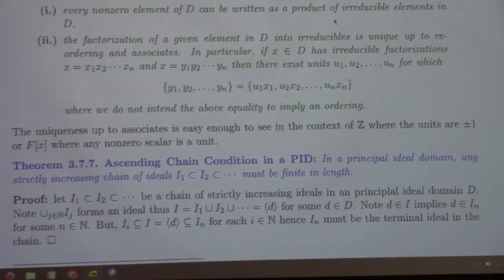So strictly is important. Given a strictly increasing chain of ideals in a principal ideal domain D, you can look at the union of all of the ideals. That forms an ideal. If we take the union of ideals, we get an ideal. Remember, the ideal condition fixes the closure that fails for just mere subrings. We talked about that at some point. These are not all ideals in principle, but this particular chain of ideals, I'm thinking of their union. So that I has to be generated by some d, since it's a principal ideal domain. But that means that d is in I, which means that d is in I sub n for some n. On the other hand, this is a subset of that, right?